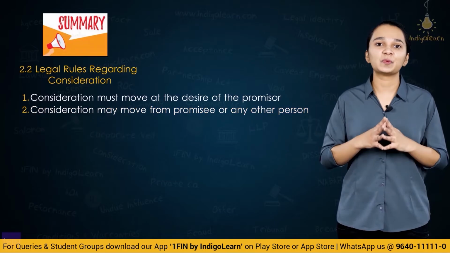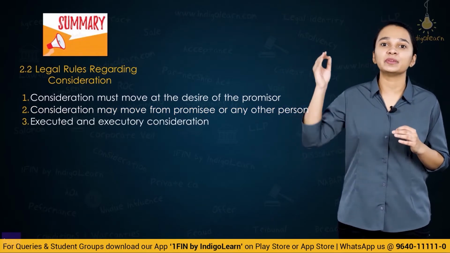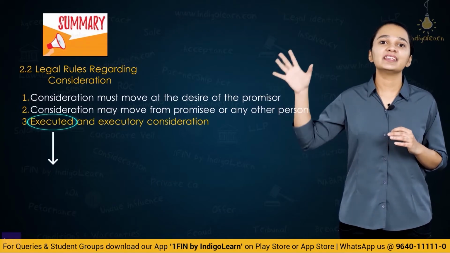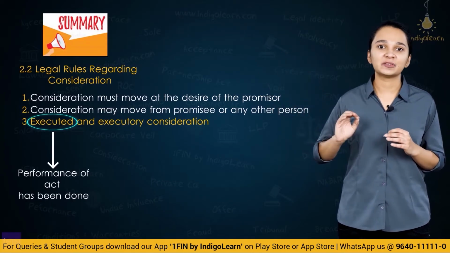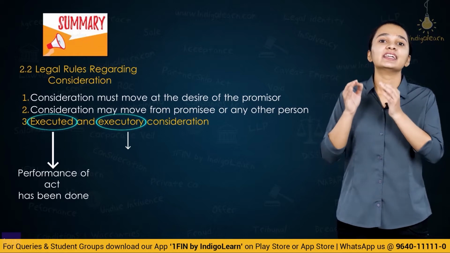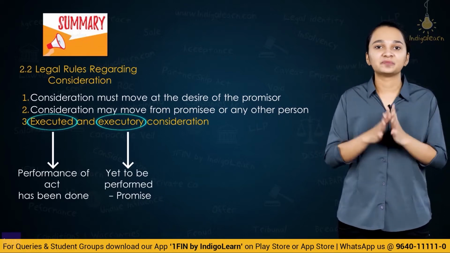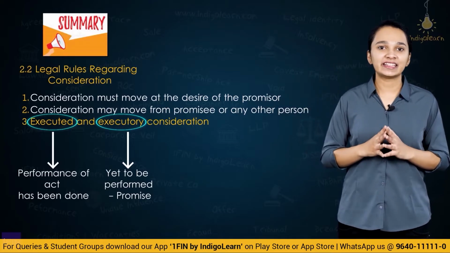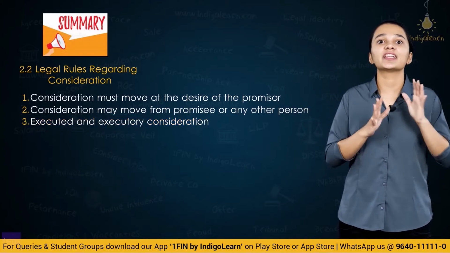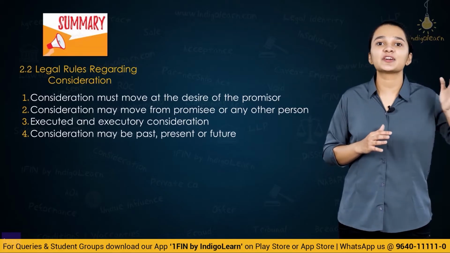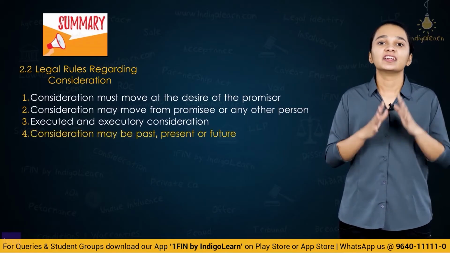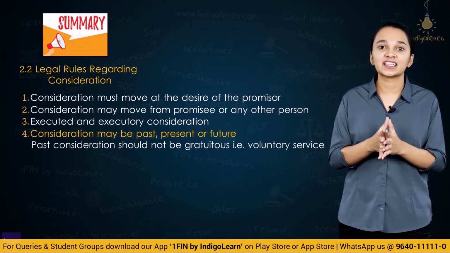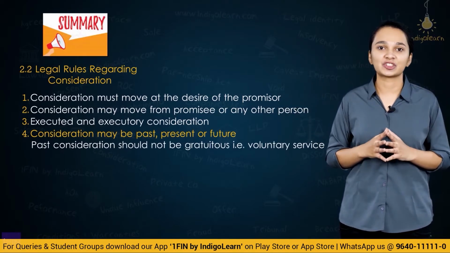The next element was consideration can either be executed or executory. Executed when the performance of consideration has been done. Executory when the performance is pending. So consideration can either be executed or executory in nature. Then we have understood that consideration can be past, present or future. So it can be a past consideration, present consideration or a future consideration.